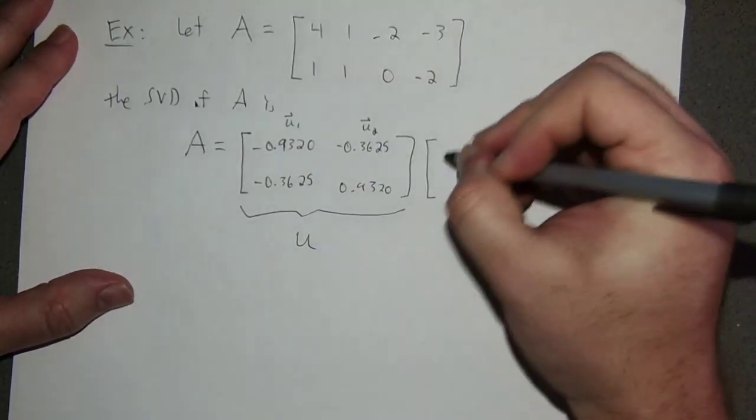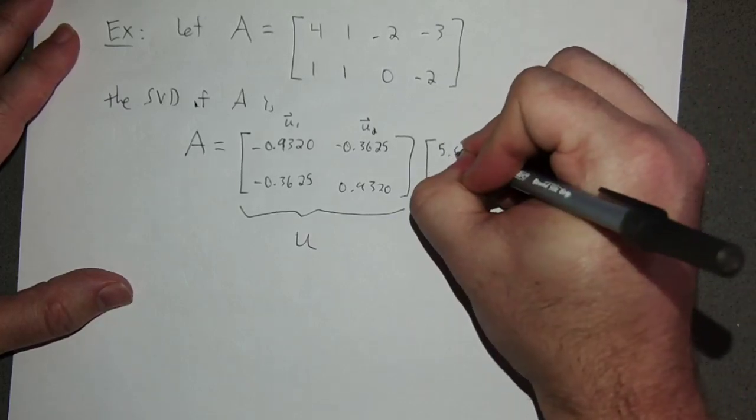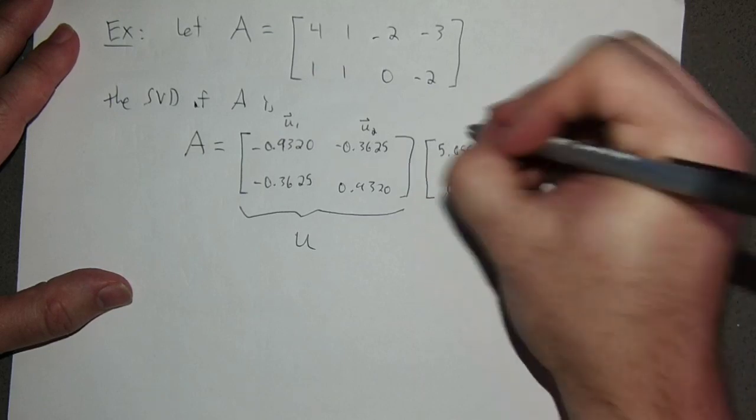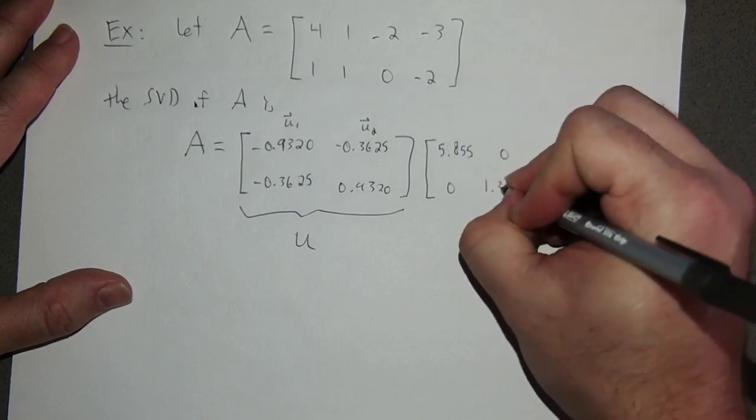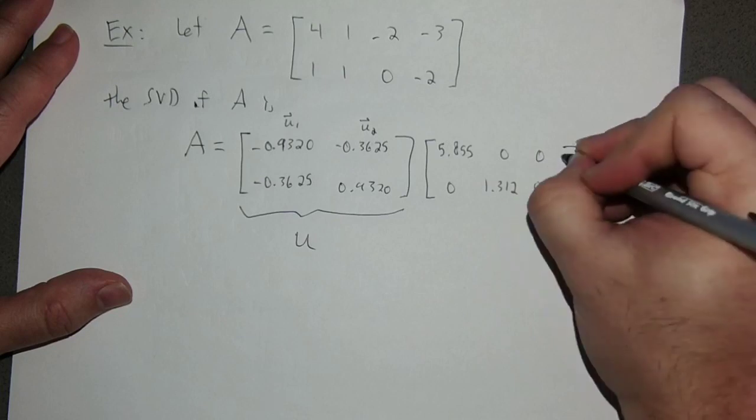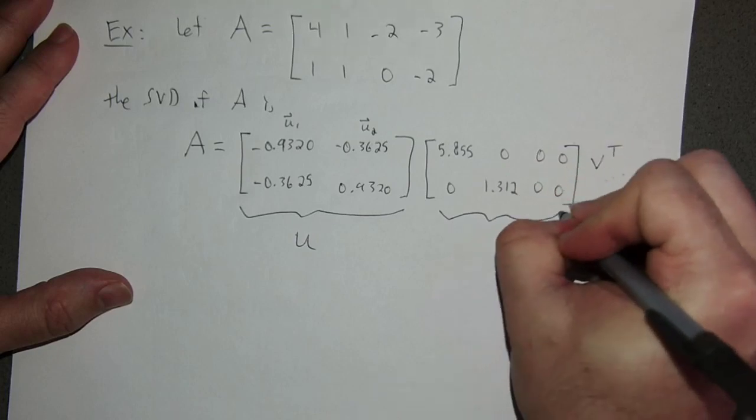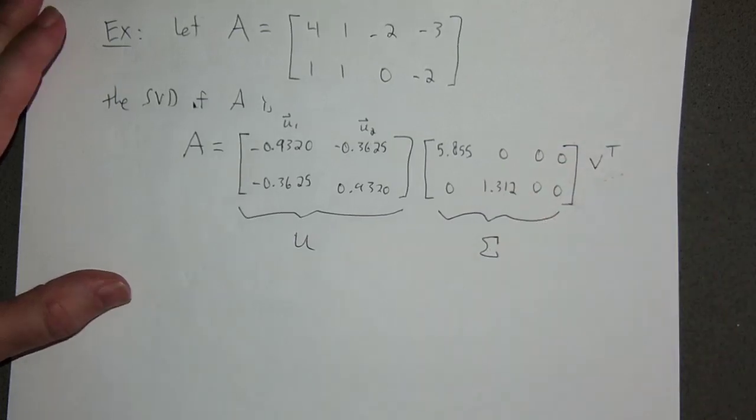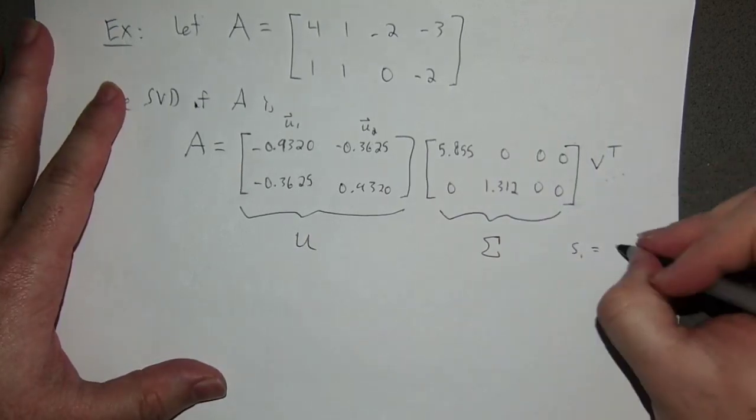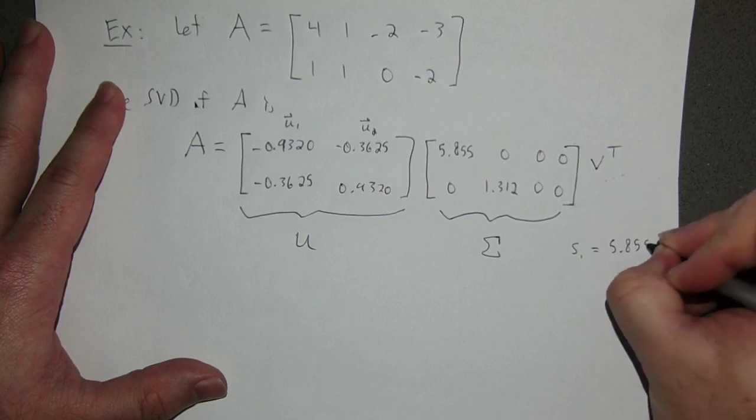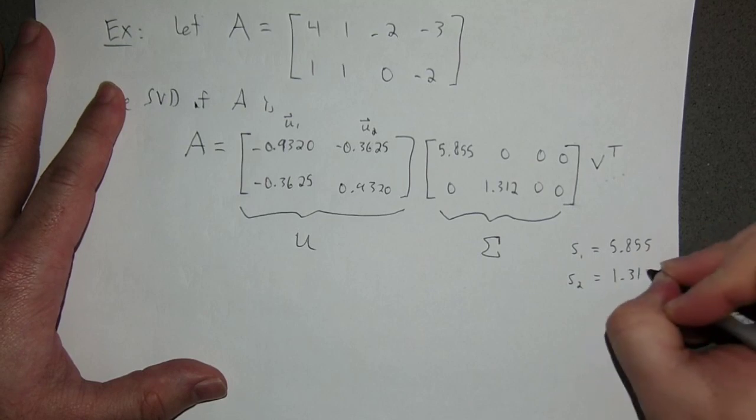Times my sigma, which is 5.855, 0, 1.312, 0, 0, 0, 0, times V transpose. So this is sigma. With the normal notation that we're using, S sub 1 is 5.855, and S sub 2 is 1.312.